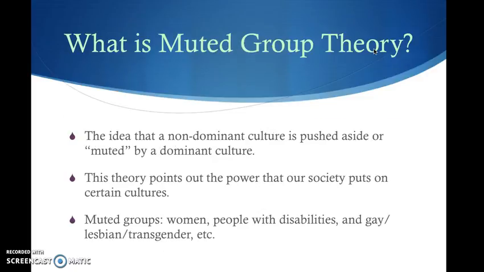So what is muted group theory? Muted group theory explains the cause of muteness by a certain population, especially that of women in our society. The theory upholds a gender perspective where the male is the dominant class. One concept of this theory is that the non-dominant culture is pushed aside or muted by the dominant culture. Many of us can agree about the struggles women currently have in our society. This theory points out the power struggle that our society puts on certain cultures. Muted groups that are specifically discussed in sociology classes are women, people with disabilities, and, for the sake of sex and gender class, gay, lesbian, transgender, anything along those lines. Also, in Ardner's seminal piece, he discusses how some other muted groups are minorities, children, and even criminals.